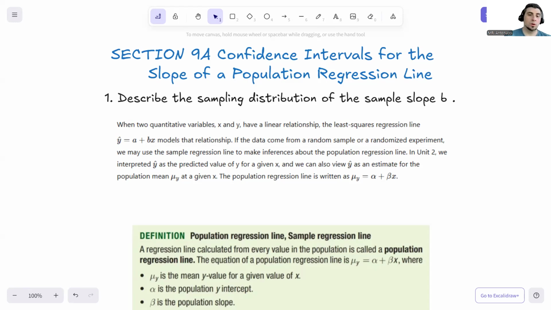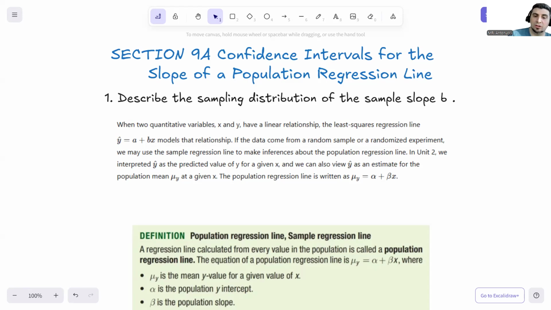When two quantitative variables x and y have a linear relationship, the least squares regression line, y hat equals a plus bx, is going to model that relationship. If the data come from a random sample or randomized experiment, we may use a regression line to make inferences about the population regression line.